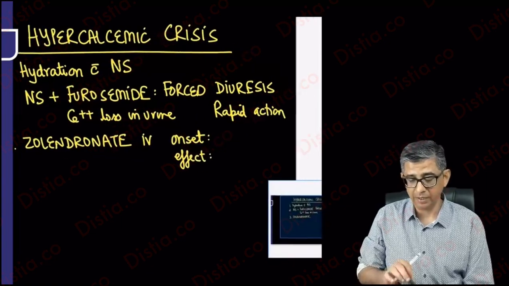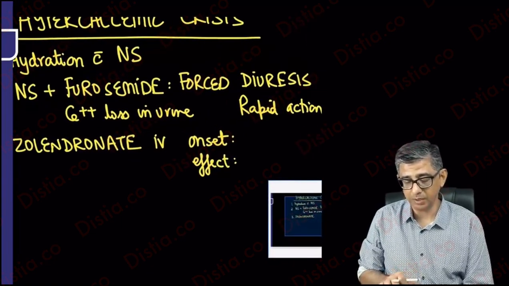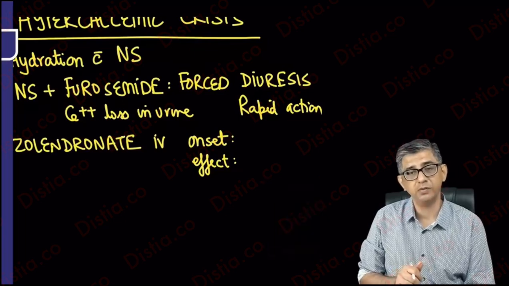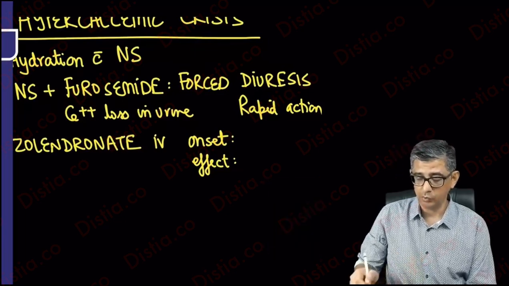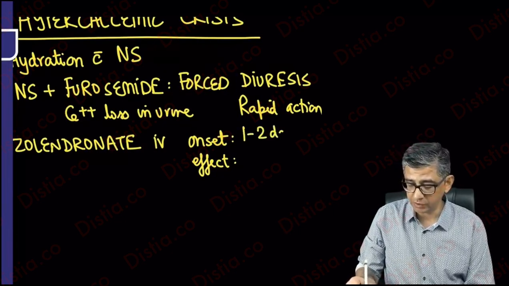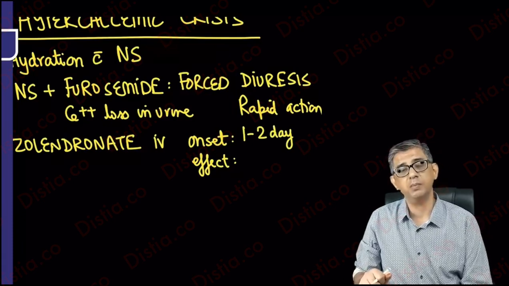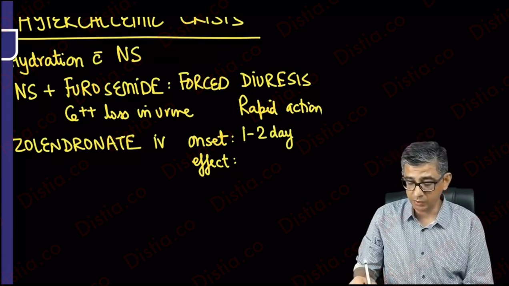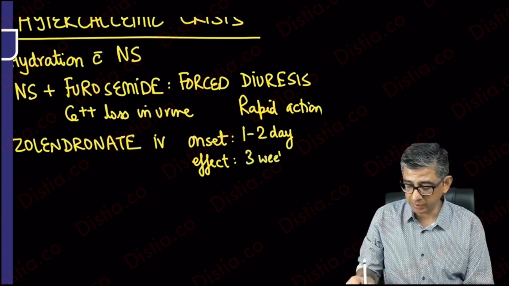You see, I was buying time for my patient by using normal saline with furosemide, which will have a rapid onset of action. The onset of zoledronate will take at least 24 to 48 hours. Same is the case with pamidronate. The advantage will be that this effect will last for approximately 3 weeks.